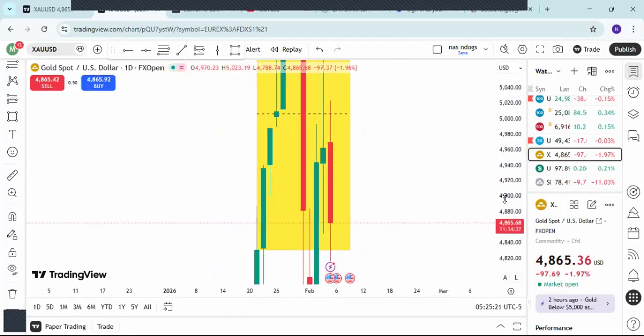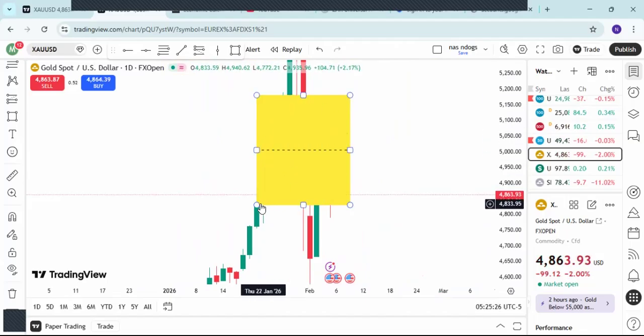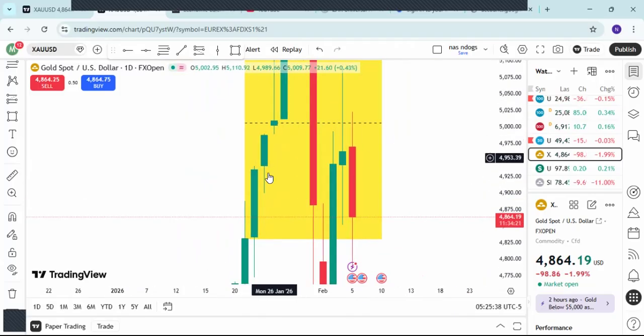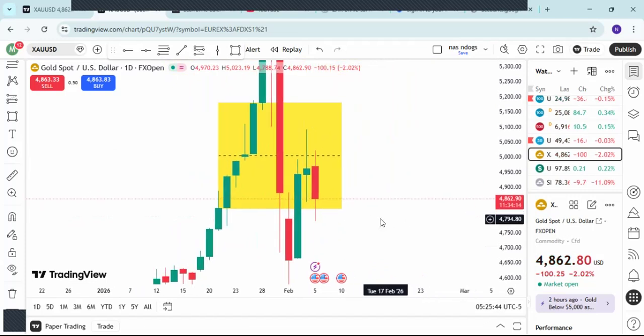So this formation that we see here is a suspension block. It has a volume imbalance below and a volume imbalance above. So everything here is just suspended. All these candlesticks in here are suspended. Literally on the air, literally suspended, right? So yesterday, I was looking at this gold.